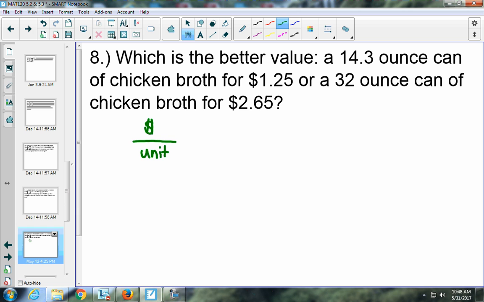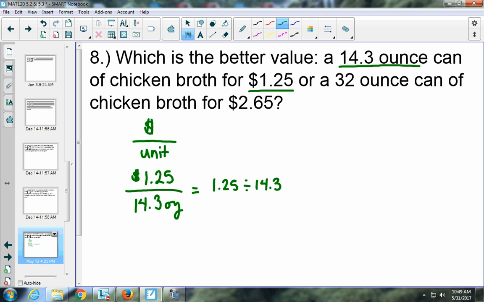So for example, this 14.3 ounce can of chicken broth for $1.25, what we would do is take our 1.25, our money, and divide it by our units. In this case, our 14.3 ounces. So in your calculator, you would just type 1.25 divided by 14.3. And when you do that, you'd get a big decimal. You'd get 0.0874125.